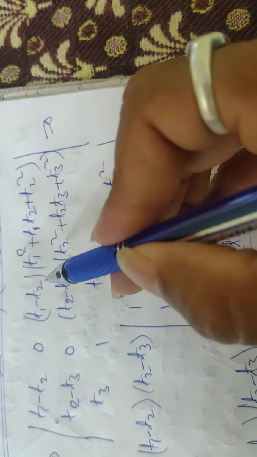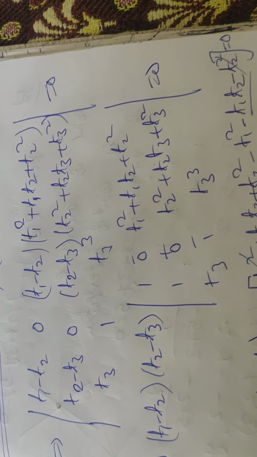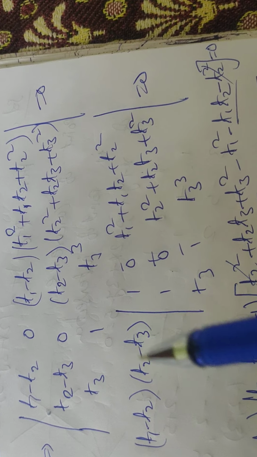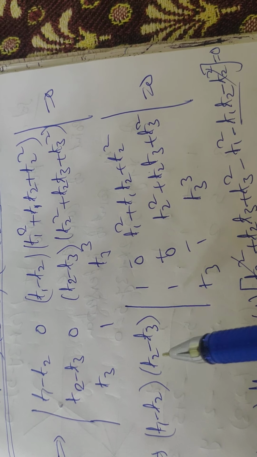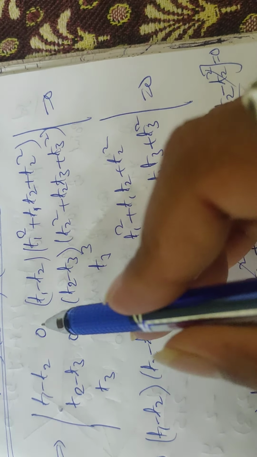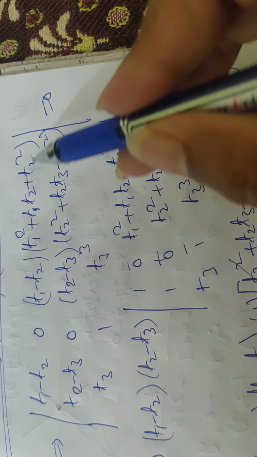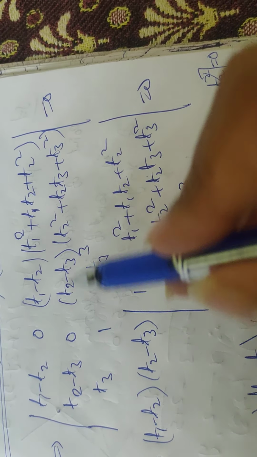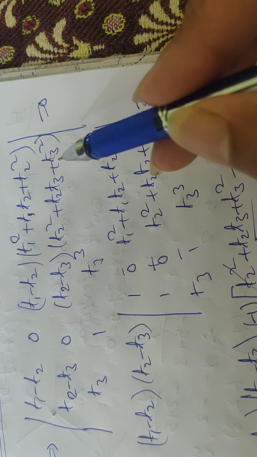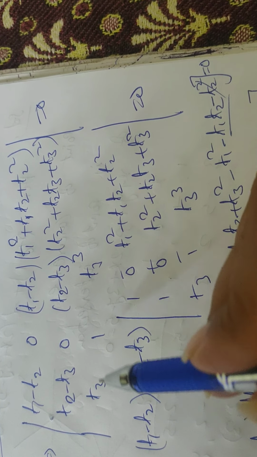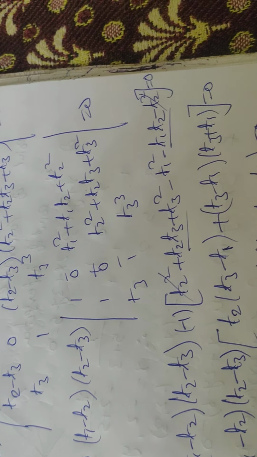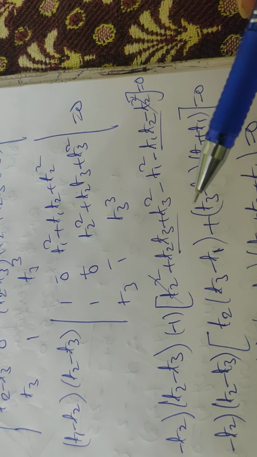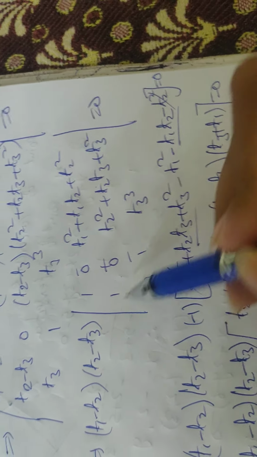So from the first row you can take t1 minus t2 common. From the second row you can take t2 minus t3 common. So if you take t1 minus t2 and t2 minus t3 common, then you have 1, 0, t1 square plus t1 t2 plus t2 square; 1, 0, t2 square plus t2 t3 plus t3 square; t3, 1, t3 cube is equal to 0. Now if you want to expand the determinant along the second column, first you go like this.